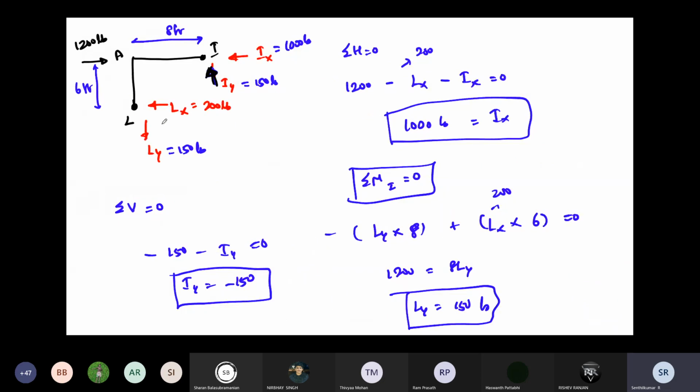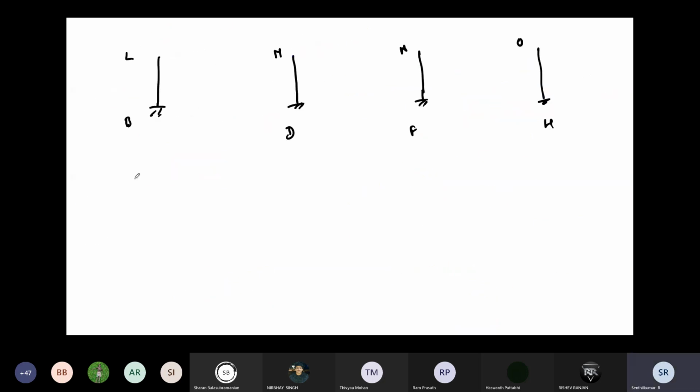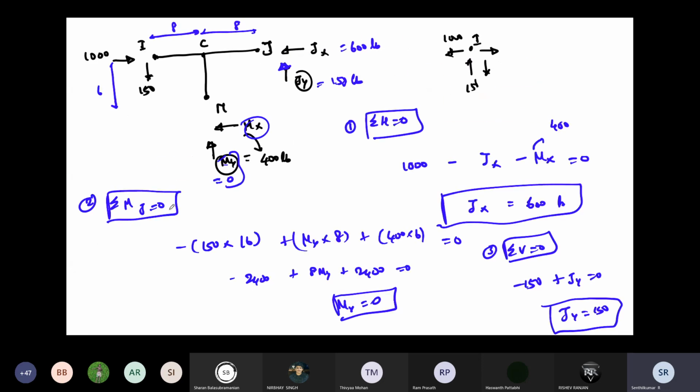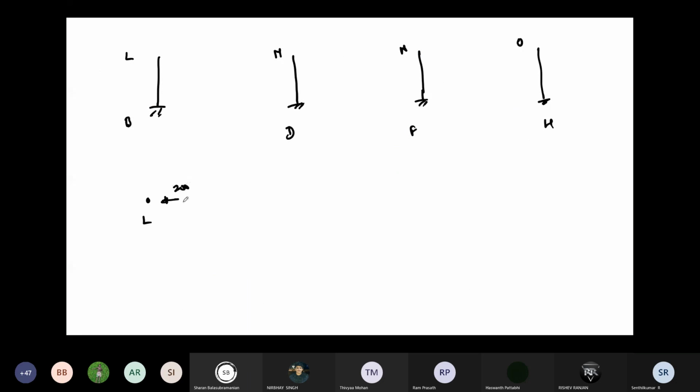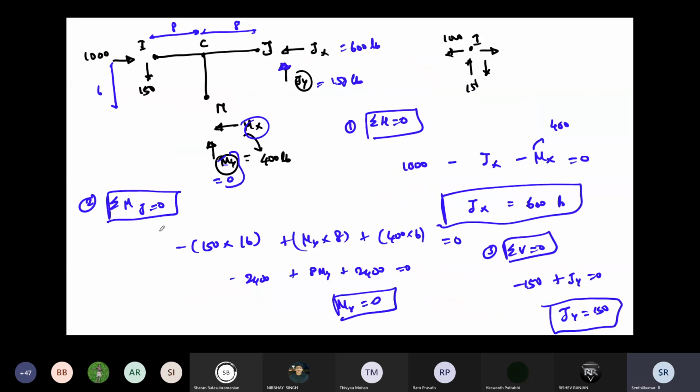Go to the L value. So in L we are having LX and LY, 200 and 150. So what we have to do? In opposite directions we have to put the same on the joint. So L I am taking. What is L? This is L. Previously we found out 200 in the left direction, and again 150 in the downward direction.